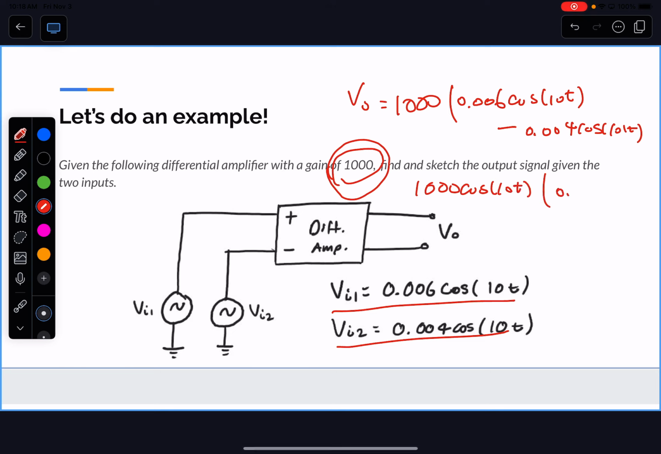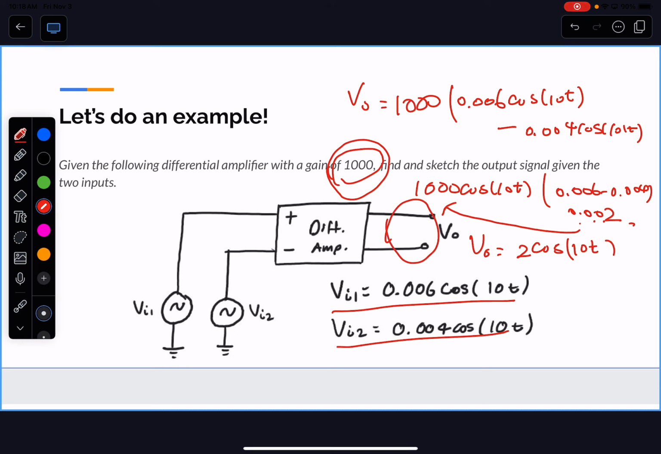The inside will be 0.006 minus 0.004. That gives you 0.002, right? And then 0.002 multiplied by 1,000 gives you what? 1, 2, 3. Becomes 2. So the final V naught will be 2 cosine 10t. That's right. Okay. Does that make sense? This will be your final V naught output.